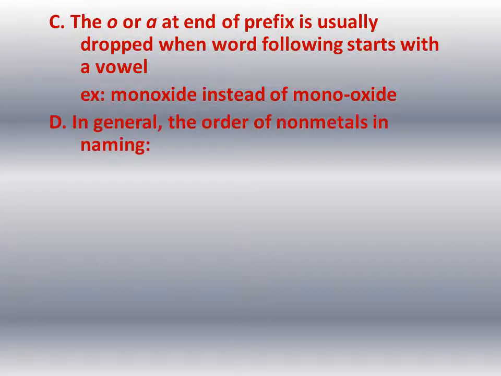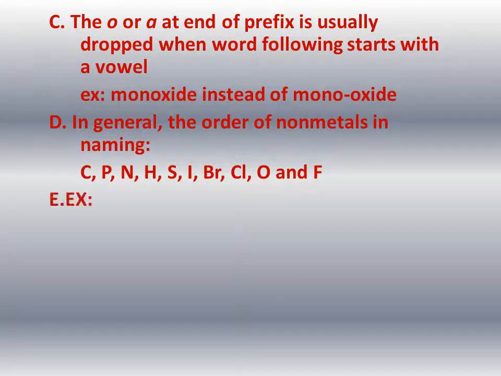In general, the order of nonmetals in naming is carbon, phosphorus, nitrogen, hydrogen, sulfur, iodine. Seriously, I don't think you really need to write this part down because I'm just going to go with how it's named. So here are some examples, which is the important part.